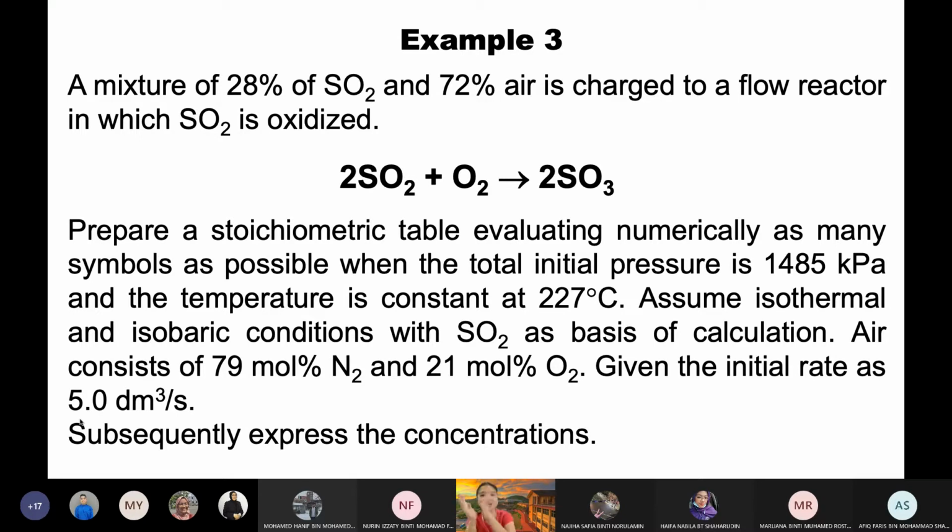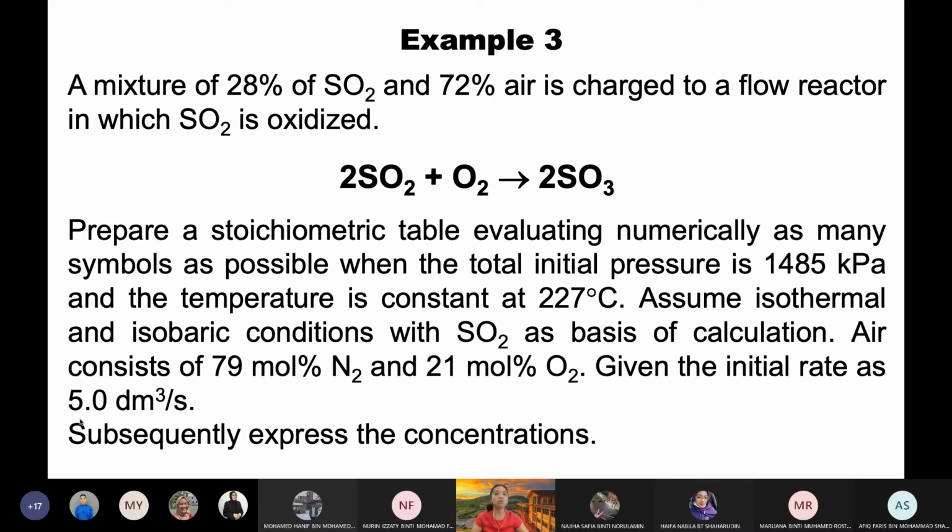Tetapi lepas tu kamu kena fikirlah pula, you have to correlate balik. That's why I say reaction susah part macam ni. Kamu kena correlate balik. Dalam chapter 2, you have learned kalau gas phase, we can use either gas law to find the concentration, kan? Ada gas law tu kalau ada temperature, ada pressure, I can already find CA0.